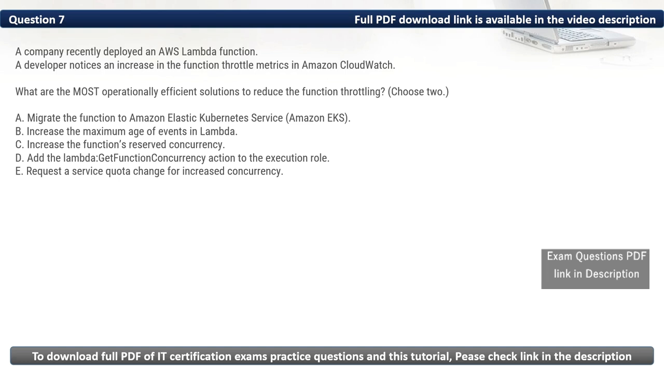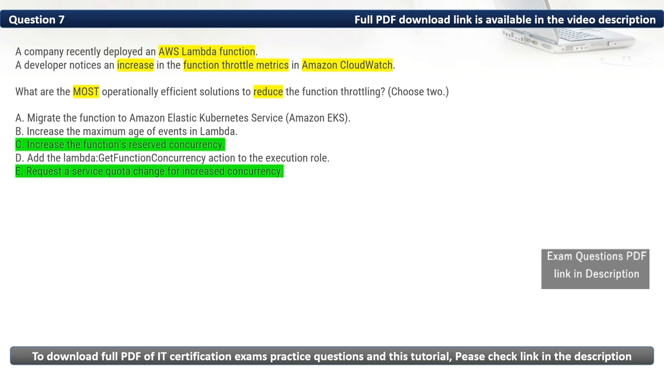Here in this question, there is an increase in the function throttle metrics in Amazon CloudWatch. The most operationally efficient solution to reduce this is to increase the function's reserved concurrency and request a service quota change for increased concurrency. Thus, the correct options are C and E.